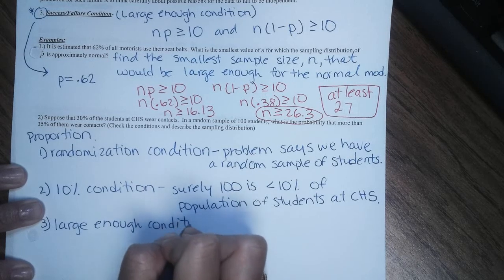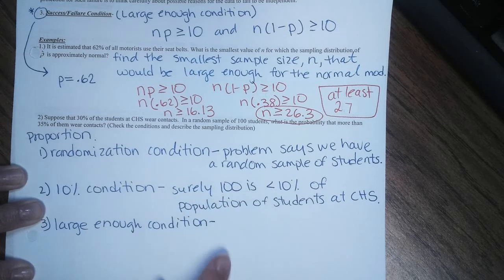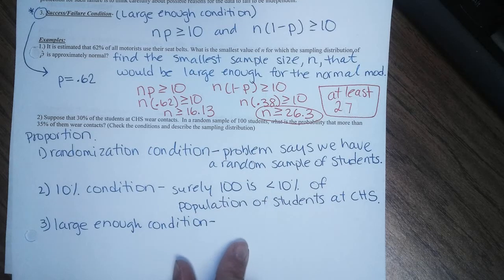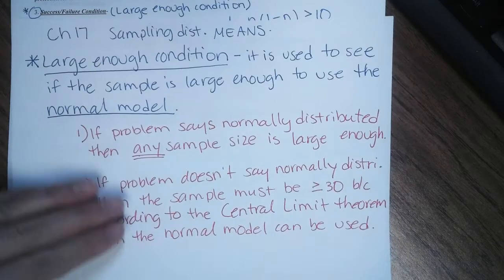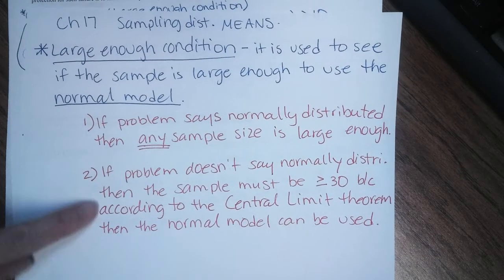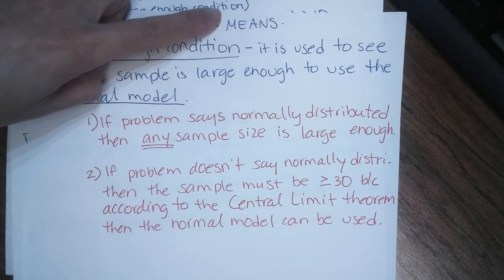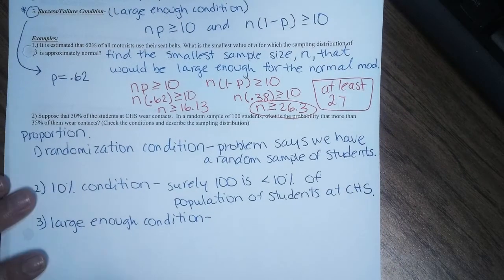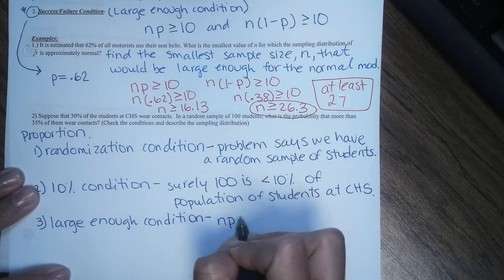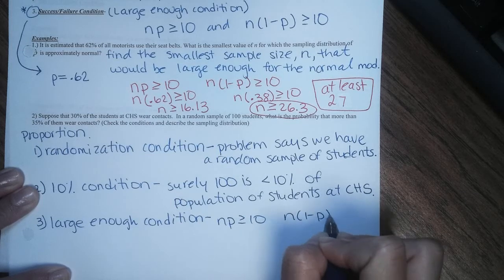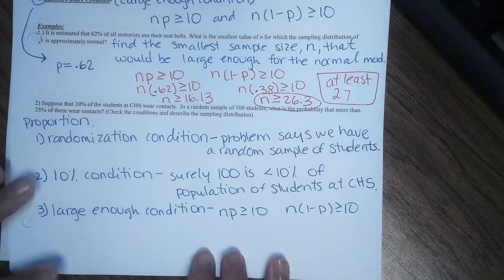Okay, so here's where students get confused, like on the tests and quizzes. They'll start saying, oh, since 100 is greater than or equal to 30, the sample is large enough. And that's not what you use, because this is not a mean. These conditions don't apply. Those are for means. The central limit theorem doesn't apply to proportions. It only applies to means. So for the large enough condition, remember, we just have to check n times p has to be at least 10, and n times 1 minus p has to be at least 10. So just show some work.